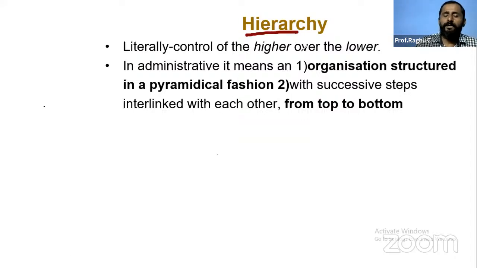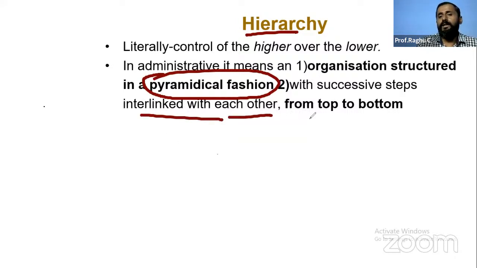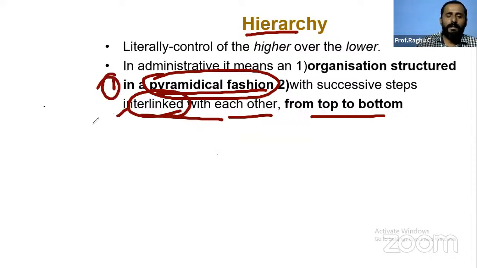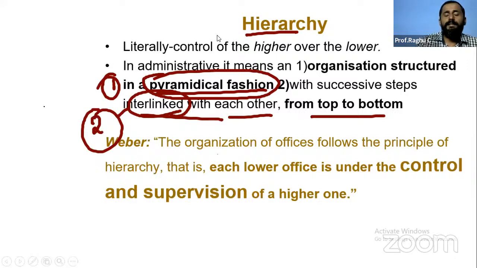What is hierarchy? Number one, an organization structured in a pyramid fashion with successive steps interlinked with each other from the top to bottom. So the two important things are, one is an organization which is pyramidal and the successive steps are interlinked. So point number one is pyramid. Point number two is interlink. And point number three, very, very important, this is with respect to control and supervision. It is interlinked and each lower official is controlled and supervised by the higher one.